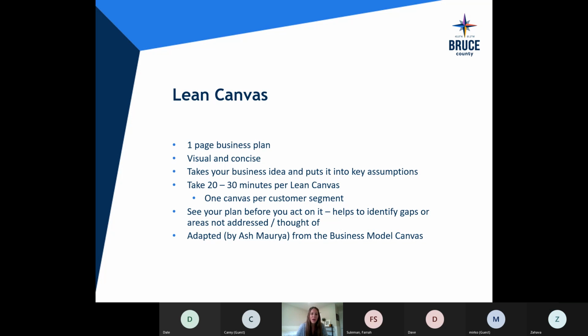Essentially, it's your 1-page business plan. The purpose is that you can see your entire business on 1 page. It's easy to update, easy to make changes, and easy to take a look and ask, am I missing any major pieces, the fundamentals of the business? It's visual and concise, and you're taking those ideas and assumptions and putting them into a group of 9.